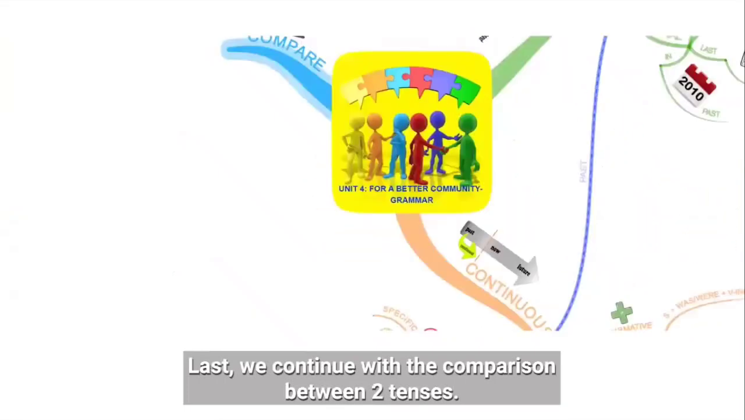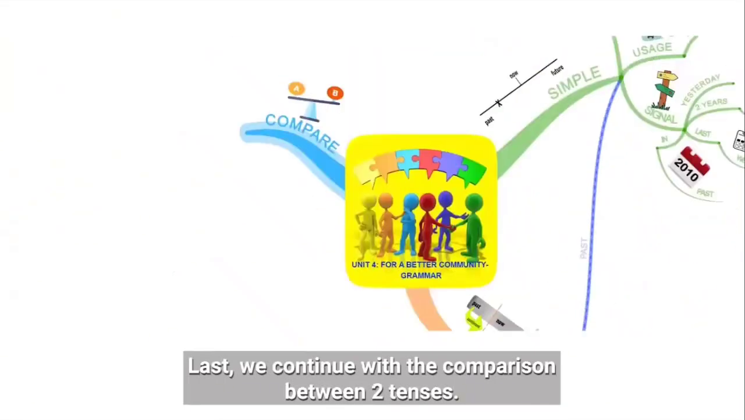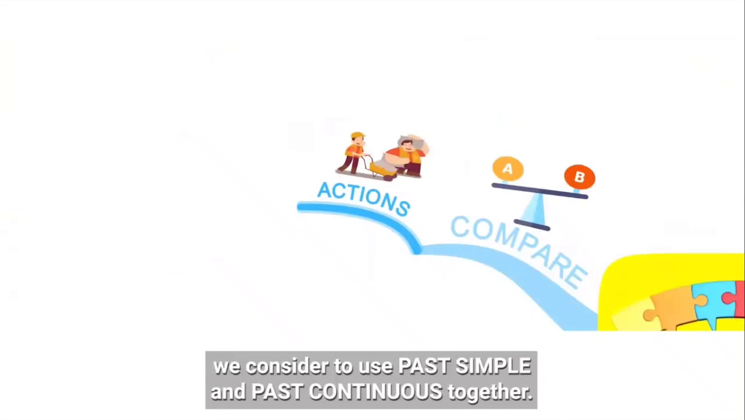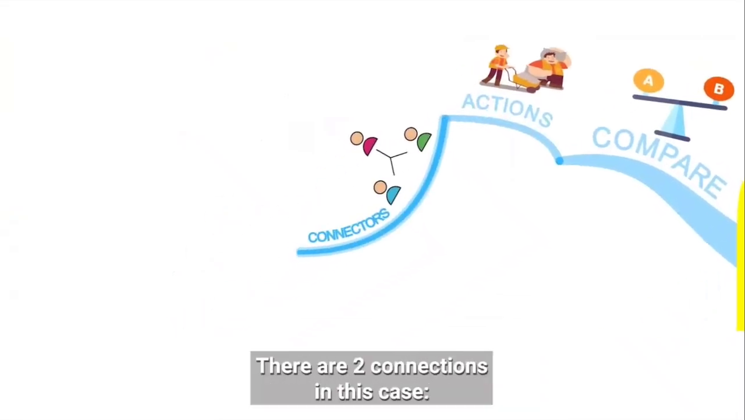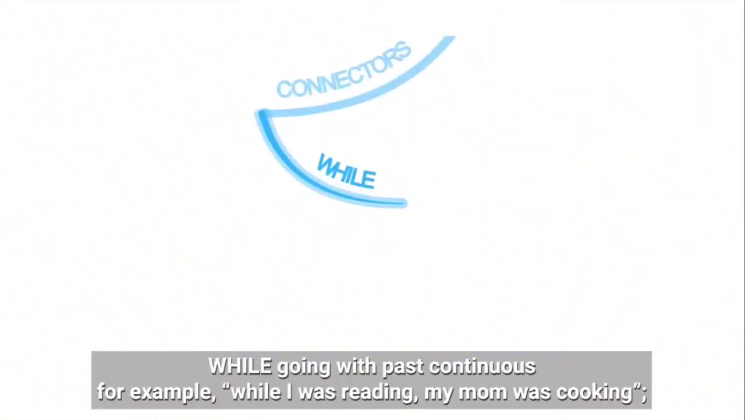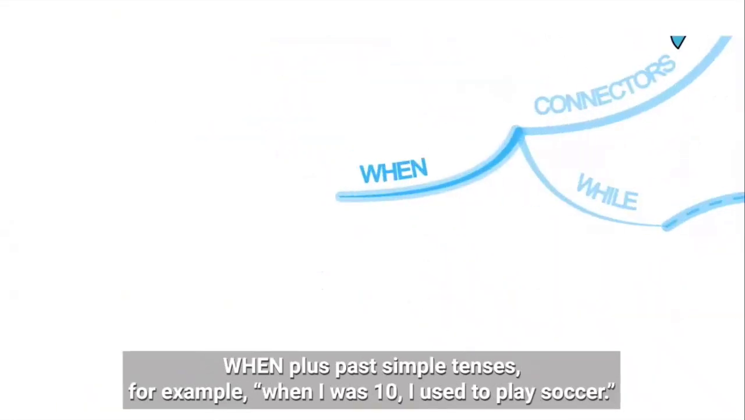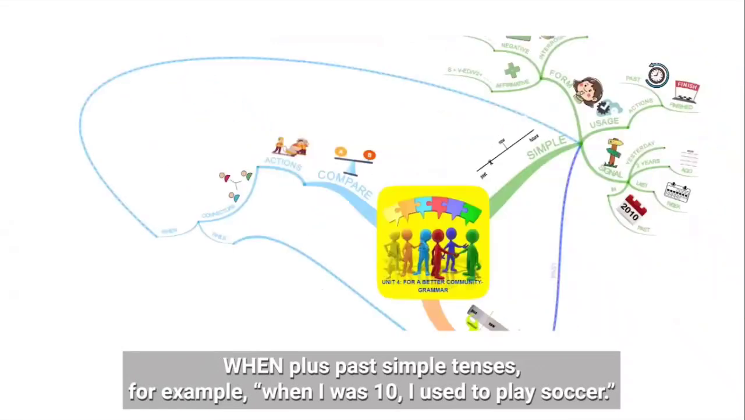Last, we continue with the comparison between two tenses. If there are two or more than two actions in a situation, we consider using past simple and past continuous together. There are two connectors in this case. While goes with past continuous, for example, while I was reading, my mom was cooking. When goes with past simple tense, for example, when I was 10, I used to play soccer.